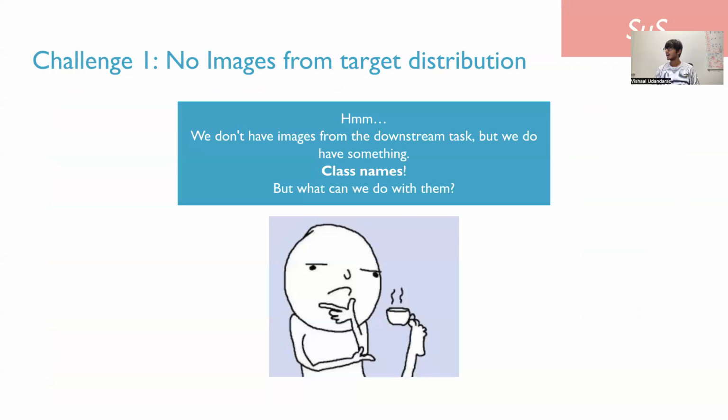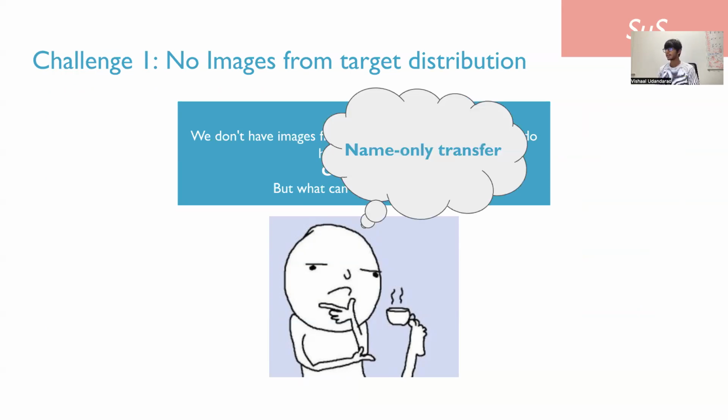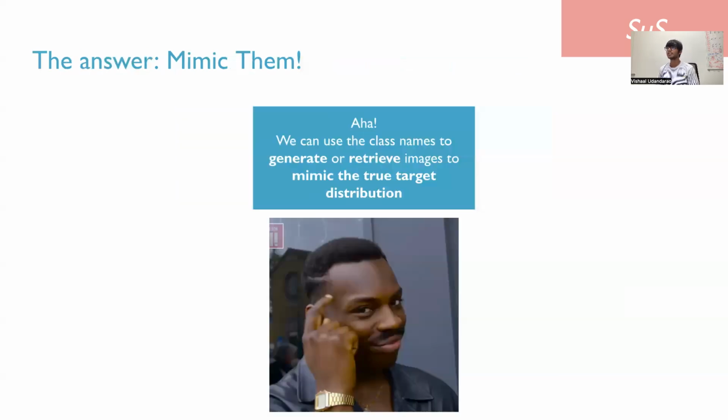For the first problem, we have no images from the target distribution. What this means is we essentially only have the class names of the target task at hand, and we need to do something with these to improve downstream performance. One easy fix to using these class names, which we propose to call name-only transfer, is to leverage advances in generative modeling and vision databases to generate or retrieve images similar to the target distribution. So we can essentially mimic the true target distribution.